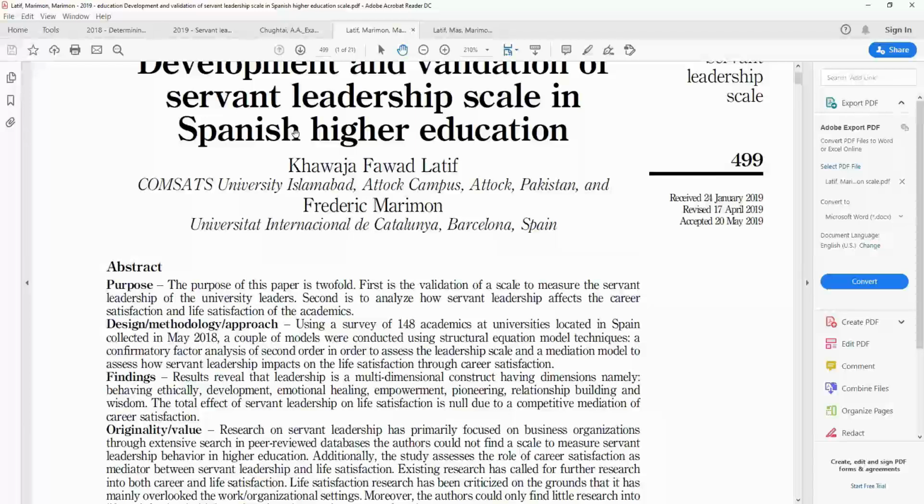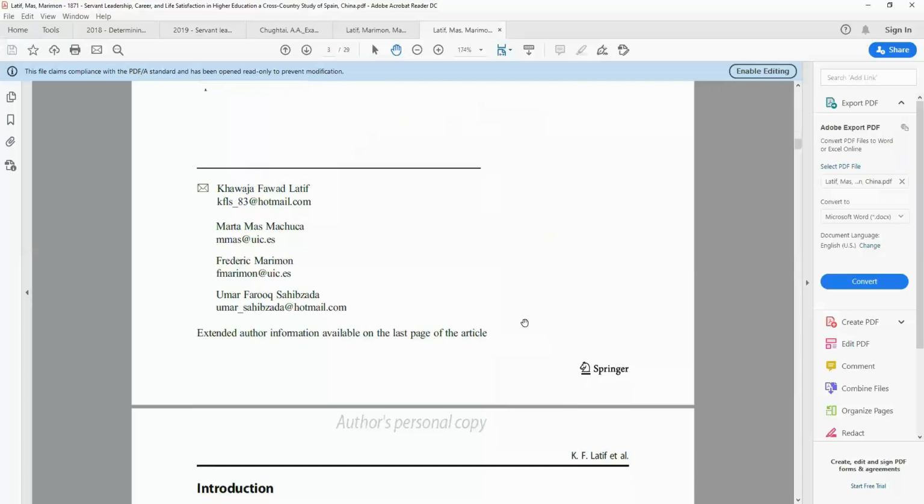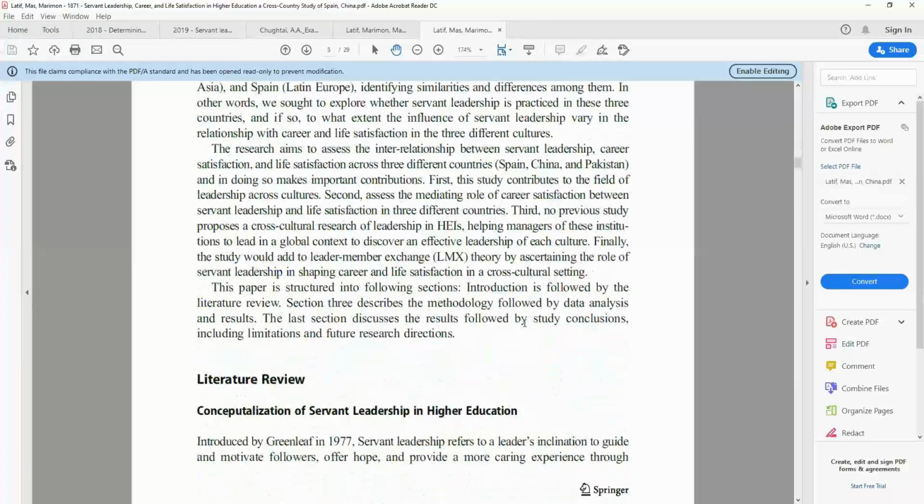Now we extended our research. More or less the same text was used, but now the research was extended to other countries as well, China and Pakistan. And this is a significant contribution when you are doing cross-cultural research. So what we did was we extended the research from Spain, and obviously we did change some text as well, and now focused our research on China and Pakistan as well, and did cross-cultural research. So this is how we extended our research, and we did talk about it as well.